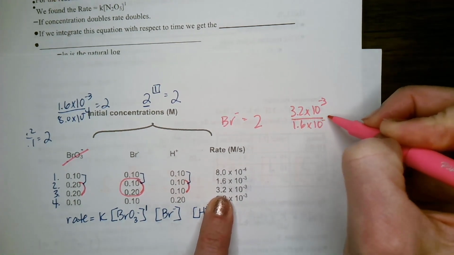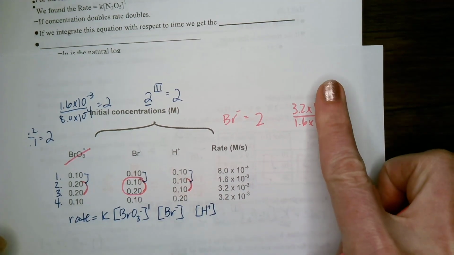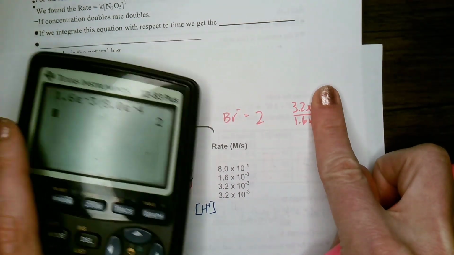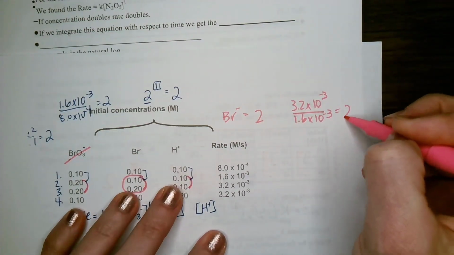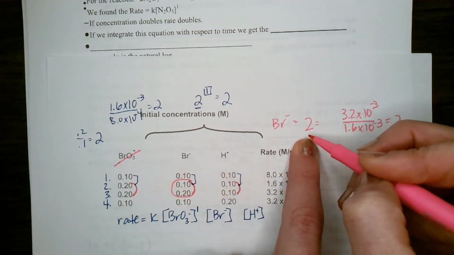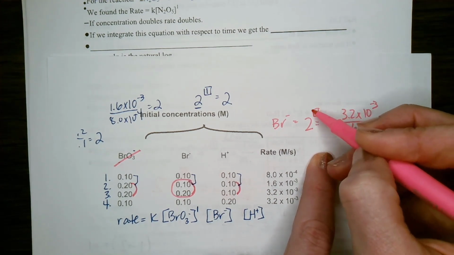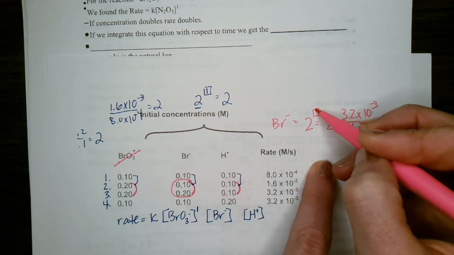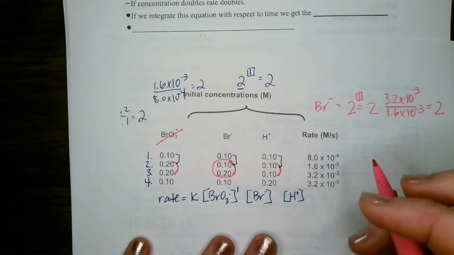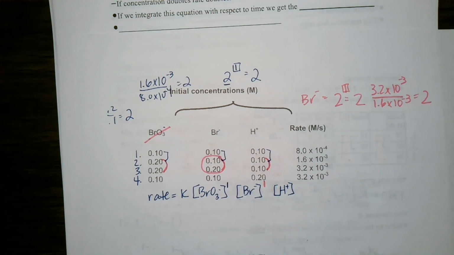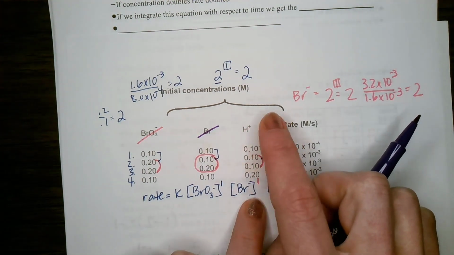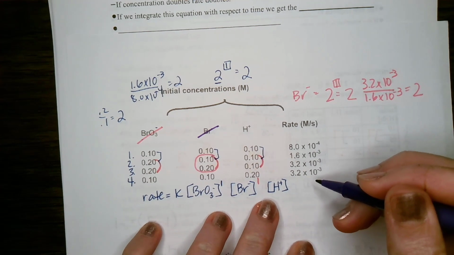So we're going to do 3.2 times 10 to the negative 3 divided by 1.6 times 10 to the negative 3. And hopefully you were able to see that 3.2 divided by 1.6 is going to be 2, but we could plug it into our calculator and we would get the same thing. So double the molarity, double the rate. That means that this has got to be first order with respect to bromide. So that is also first order. All right, I'm going to cross off bromide now.